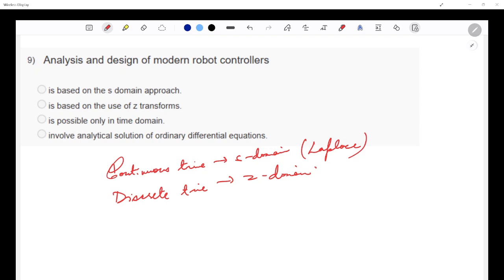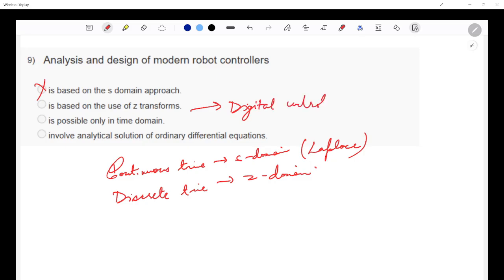So the first option is it is based on the S domain approach. It is wrong because S domain is for continuous systems. Modern controllers are mostly of digital type. So S domain is mainly for analysis and not implementation. So this is wrong. The second option is it is based on the use of Z transforms. This is correct because this is what happens in digital control.